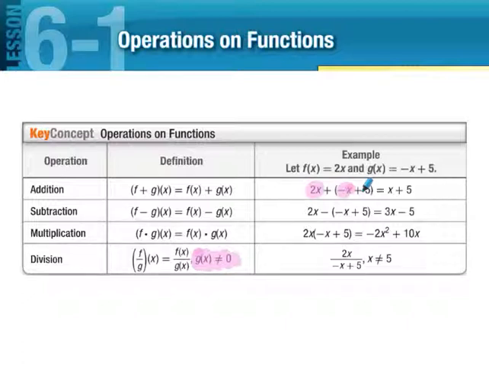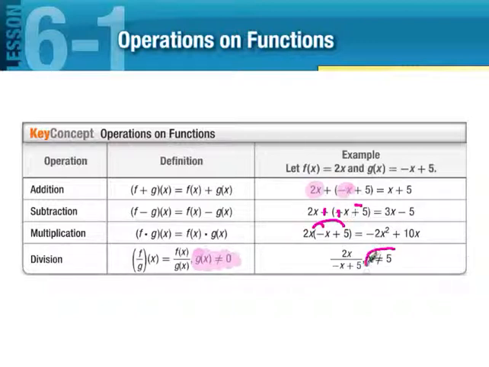If I subtract the two, notice I put a subtraction sign outside of the second. You have to distribute that subtraction sign to each, so that really I end up having plus and minus. So I end up getting 3x minus 5. For multiplying, I'm going to distribute the 2x to each. And then last but not least, all I'm going to do here is divide.